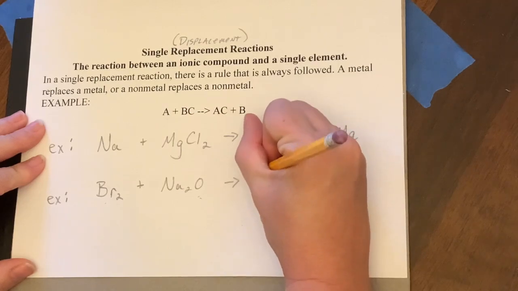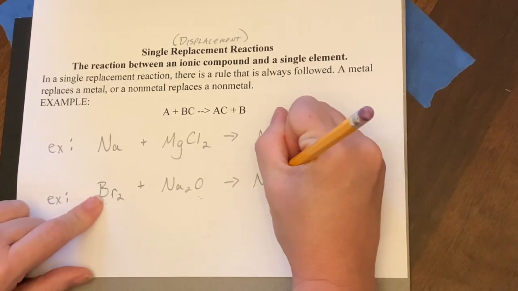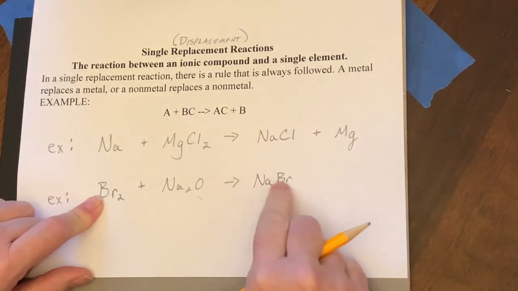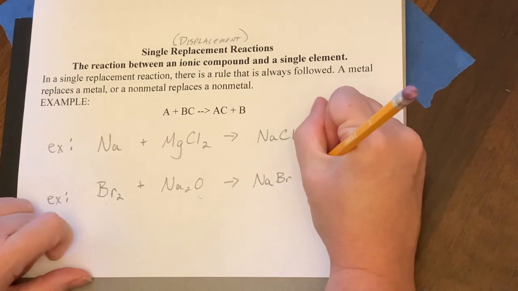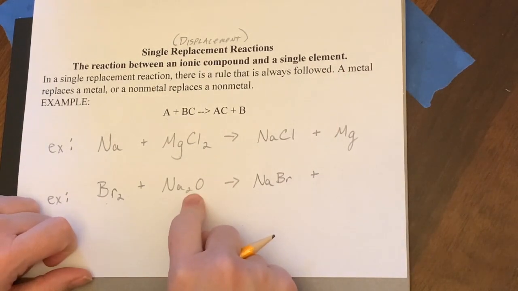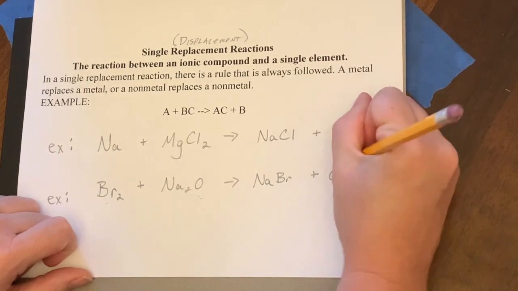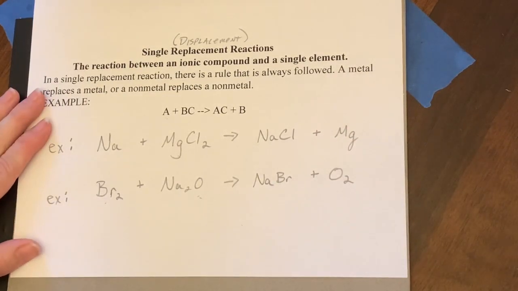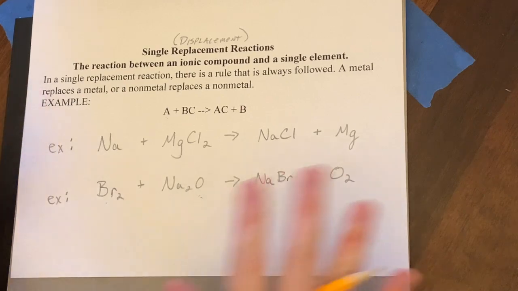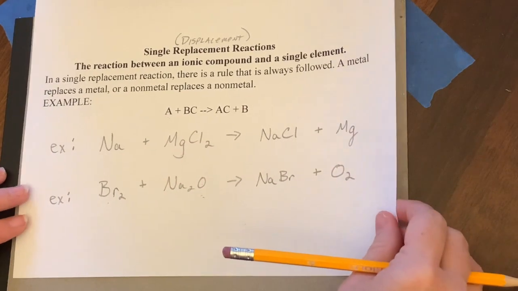So that's going to give me sodium bromide, +1 -1, so that's the compound. And then oxygen is now going to be all by itself. Now remember, oxygen is diatomic. And again, we'll come back and talk about the fact that we don't have the same number of things.